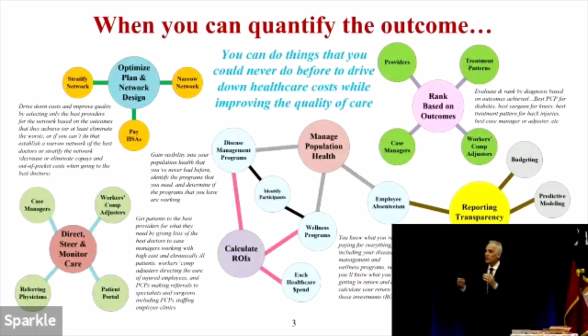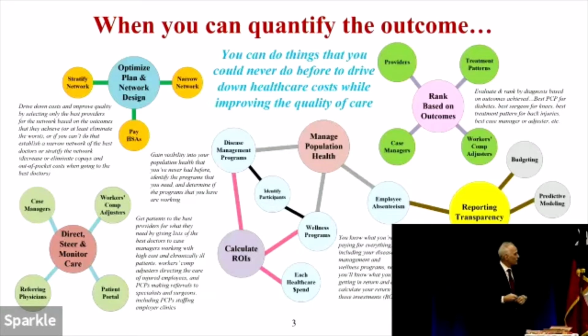You can also do this through the physicians, especially the primary care physicians. When they have to make referrals to specialists and surgeons, who's the best specialist or surgeon to make that referral to? And this is particularly powerful when an employer has an employee clinic where all their employees are going. Now the PCP staffing that employer clinic can refer those employees to the best doctors. And of course, you can also do it through the patients themselves, giving them a find a provider tool where they can look up the best doctors for what they need.